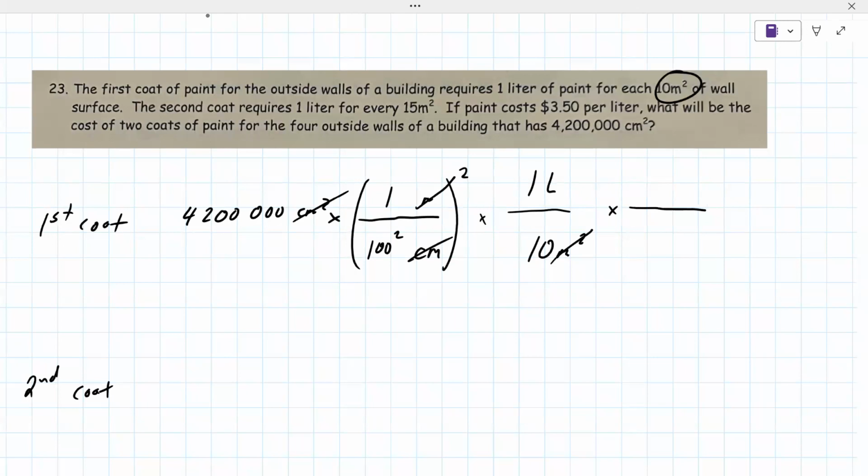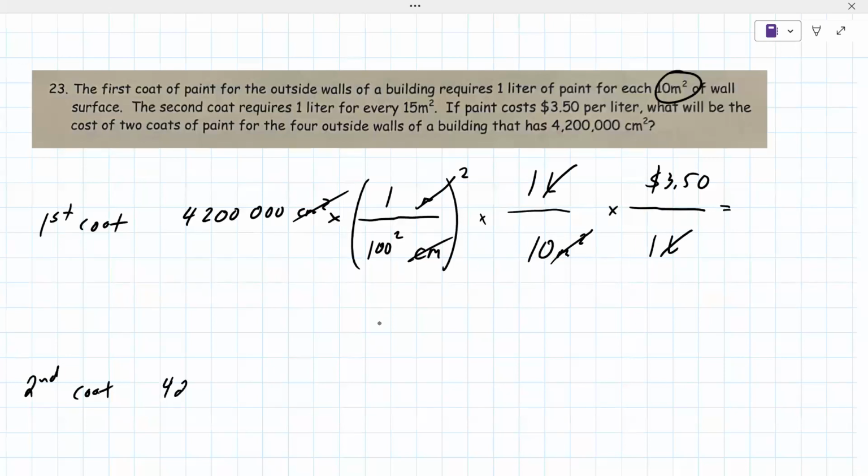And then we know that for the first coat, well, it's the same price. So 1 liter is $3.50. So the conversion here in the middle is to get it to meters squared, then it's meter squared for a liter, and a liter costs that much. So that's the price for the first coat.